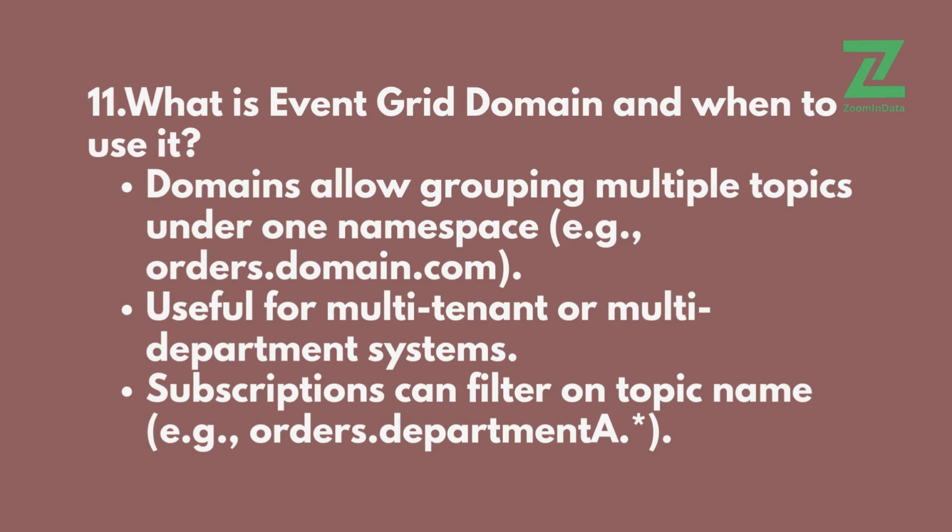What is an Event Grid domain and when to use it? Domains allow grouping multiple topics under one namespace. Example: orders.domain.com. Useful for multi-tenant or multi-department systems. Subscriptions can filter on topic name. Example: orders, Department A, asterisk.